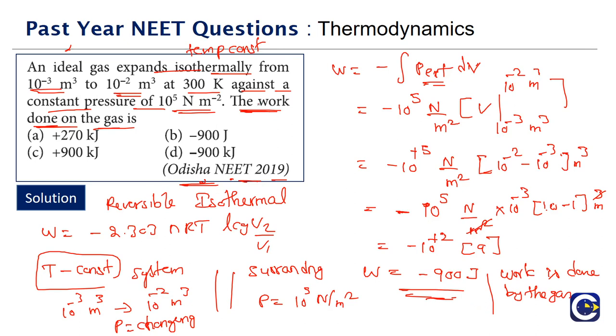But the question they are asking is not about work done by the gas. They are asking what is the work done on the gas. So conventionally what we say, if we are saying 900 joules of work is done by the gas, if you have to tell it in the other way, so they are asking what is the work done on the gas. So what we will be saying, we will say that the work done on the gas will be minus 900 joules.